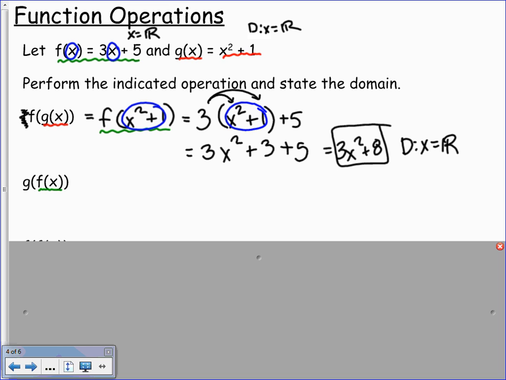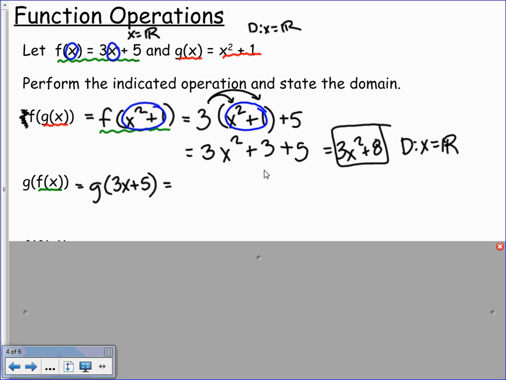So I'm going to write that out as g of 3x plus 5. Remember, this doesn't mean anything mathematically. This is just a way to write a y. This is saying, what is your function when you plug 3x plus 5 into g? Okay, a new y.